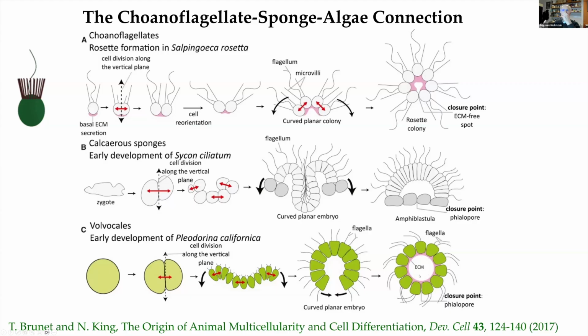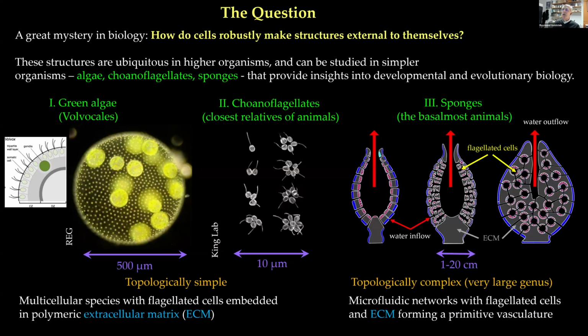So in all these organisms, it turns out there's an extracellular matrix, which is polymeric material secreted by the cells that organizes the structure into some kind of regular geometry. And the more I thought about this, the more I realized there was an interesting and poorly studied question in biology that was, I thought, worthy of study. And this is how I framed it. How do cells robustly make structures external to themselves?